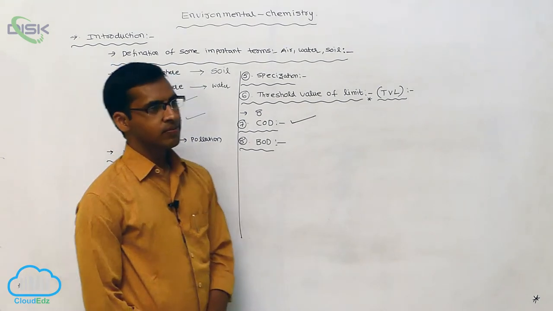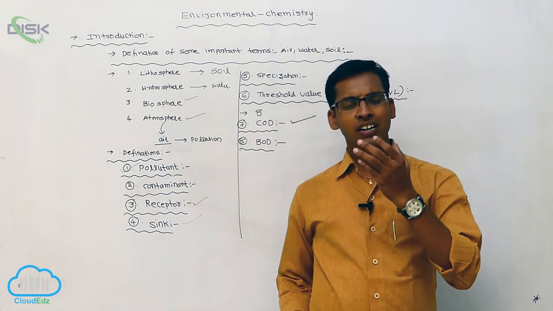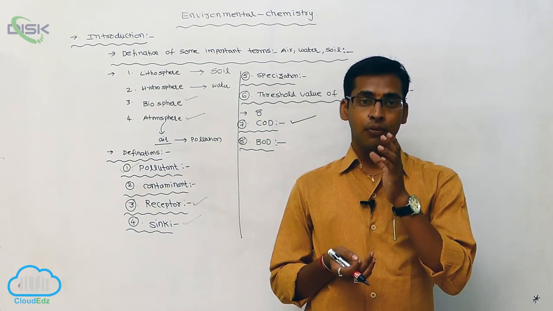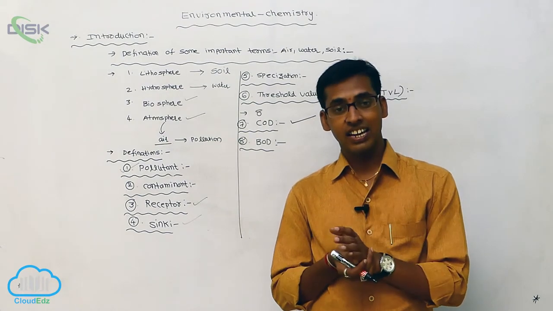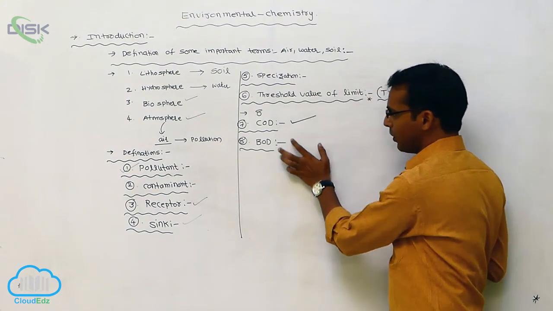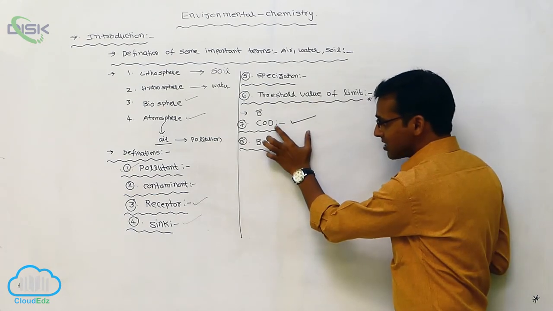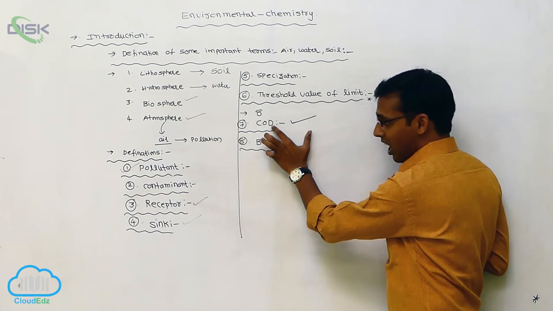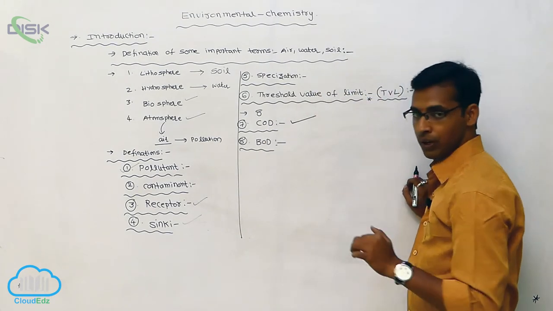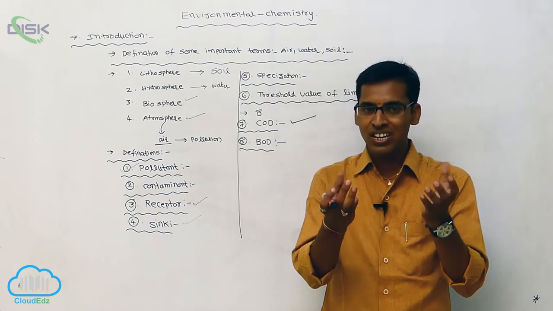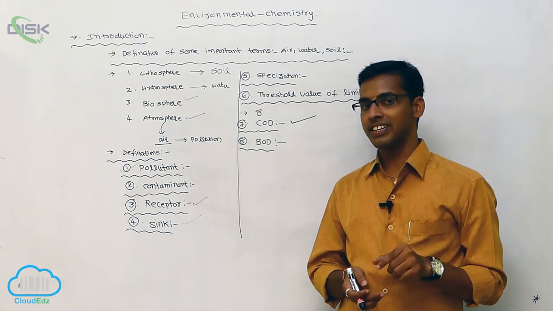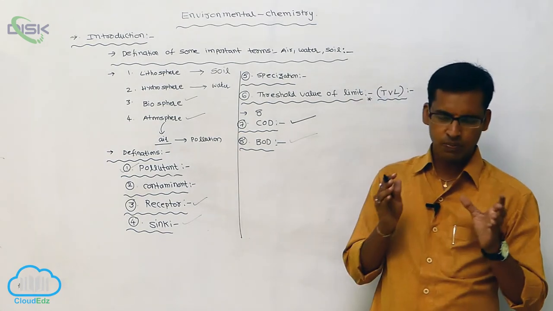And BOD means the amount of oxygen required by suitable microorganisms for 5 days at 20 degrees Celsius is called biochemical oxygen demand. So remember, COD and BOD are both different. COD means the amount of oxygen used to oxidize a chemical substance. But BOD means the amount of oxygen required by suitable microorganisms for 5 days at 20 degrees Celsius. So this is a specific condition.